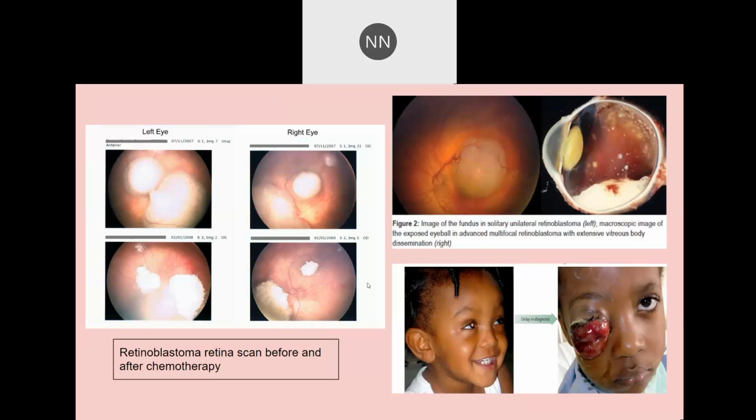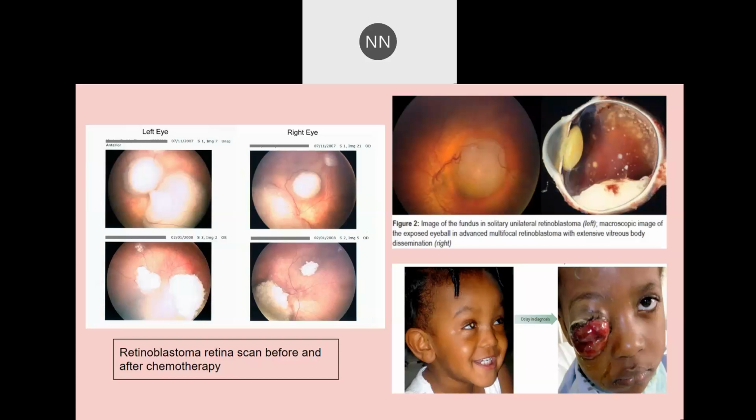For the left one, we can see the left and right eye retinoblastoma retina scan before and after chemotherapy, where there is a reduction in the size of the tumor. For the above, the image of the fundus in solitary unilateral retinoblastoma and the macroscopic image of the exposed eyeball in advanced multifocal retinoblastoma with extensive vitreous body dissemination. In the picture below, we can see that the patient on the left has developed a sign, but when there is delay in diagnosis or delay in seeking treatment, it can be progressive and protruding like that.